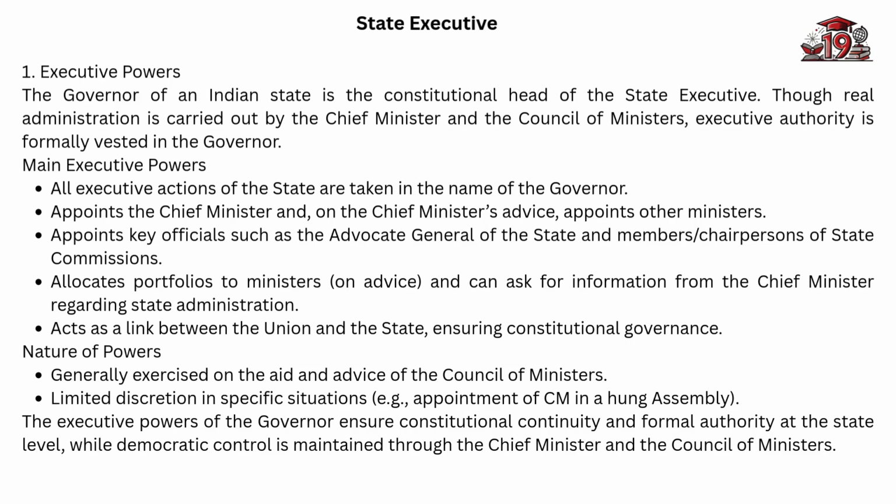Nature of powers. Generally exercised on the aid and advice of the Council of Ministers. Limited discretion in specific situations, e.g., appointment of CM in a hung assembly. The executive powers of the governor ensure constitutional continuity and formal authority at the state level, while democratic control is maintained through the Chief Minister and the Council of Ministers.